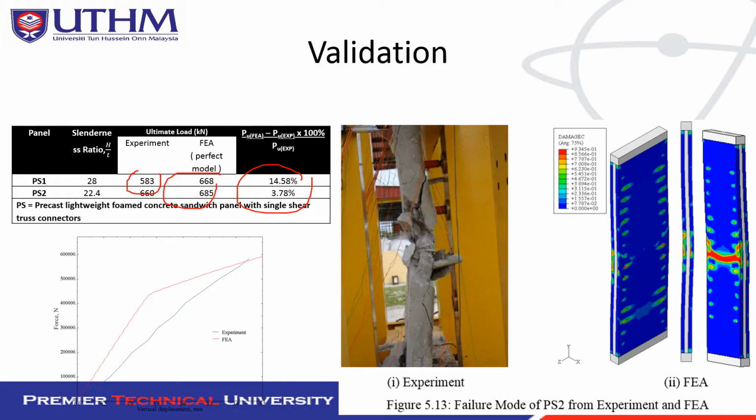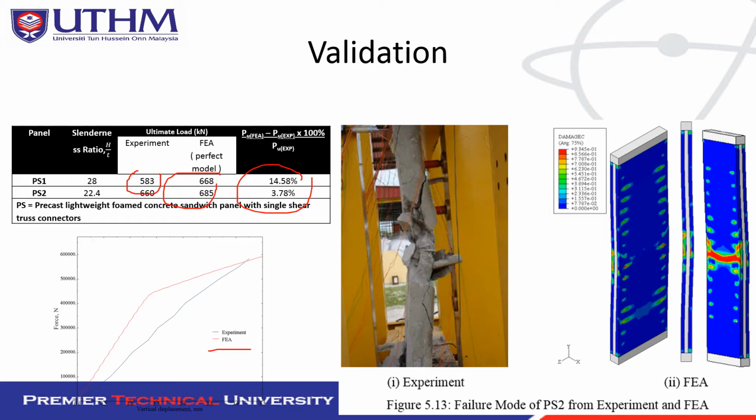Other than that, you need to plot the displacement, which is the vertical displacement and horizontal displacement, of the experimental result versus the finite element result, and then you need to see the trends. The closer the two graphs are together, the higher the accuracy you get.